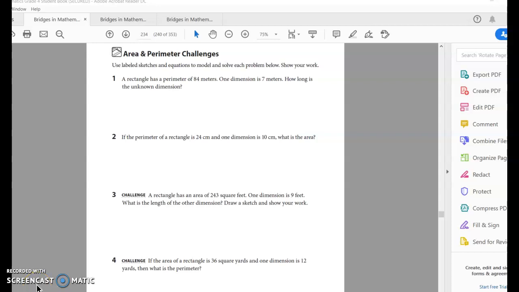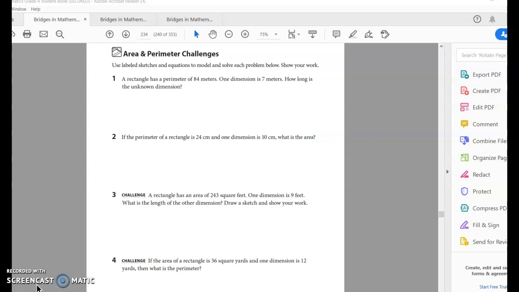All right, to end today's lesson, we are going to be doing a student book daily practice page. This is going to be in our student book 234, and it is titled Area and Perimeter Challenges. So you're going to use all the skills we practiced in today's lesson, plus from our previous lessons, to decide and determine whether or not you're going to be using area or perimeter for these problems.